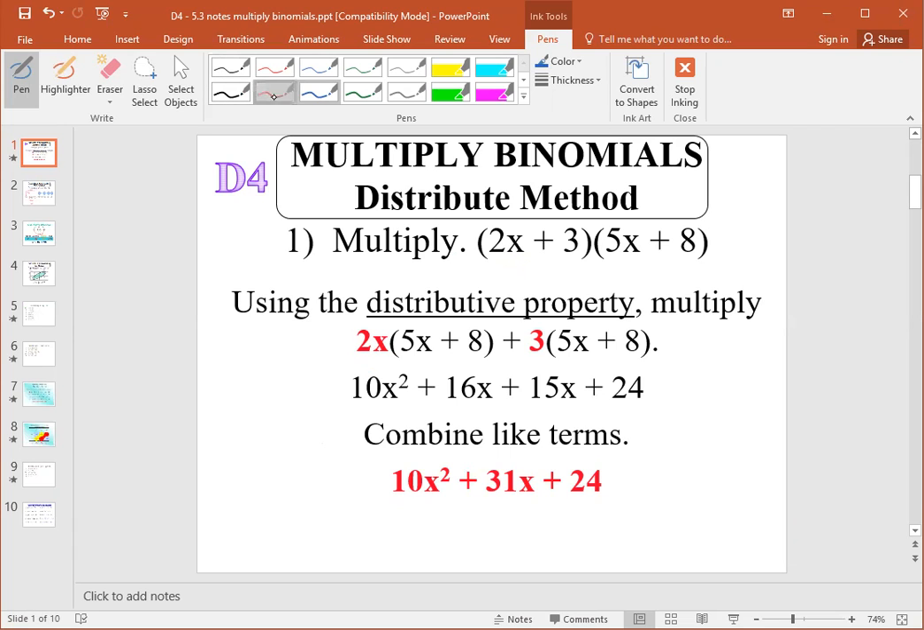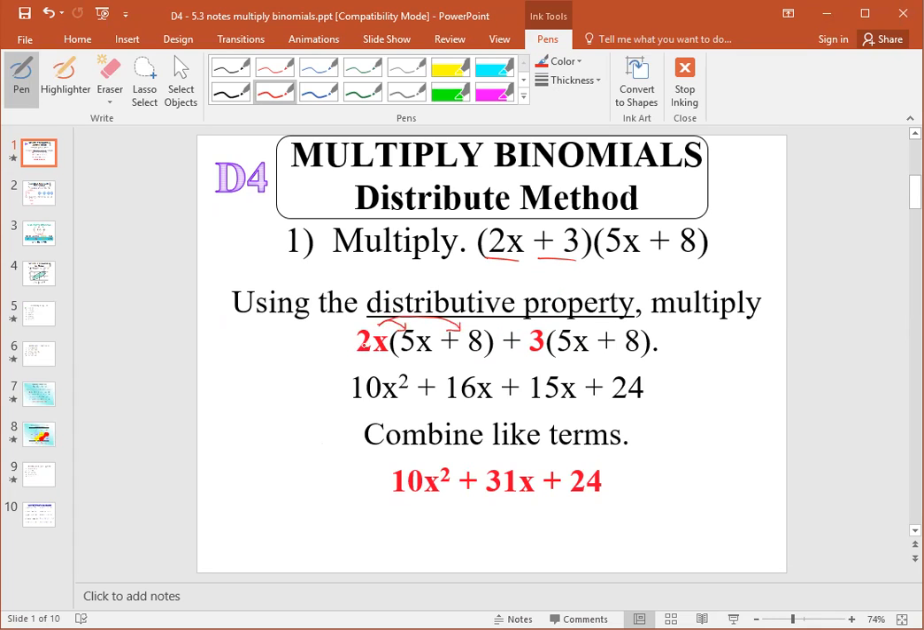What we're going to do is pull off each of the two terms in the first grouping. That is the 2x and the 3. And we're going to multiply each of those by what's in the second grouping. So you can see I have 2x multiplied by the 5x plus 8. And then I pull the 3 down, positive 3 times the 5x plus 8. So if this had been a negative here, then the negative would have been in front of the 3 in our distributive section.